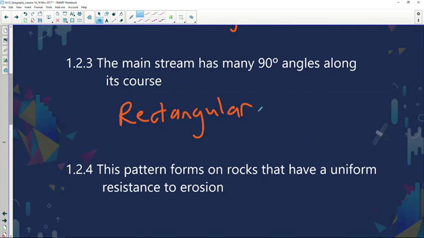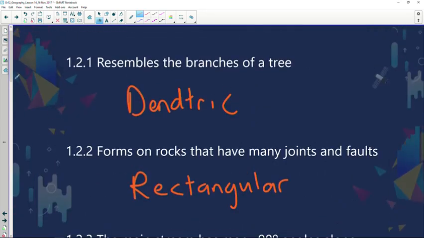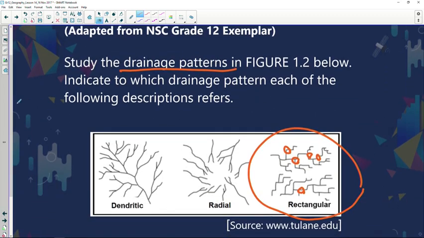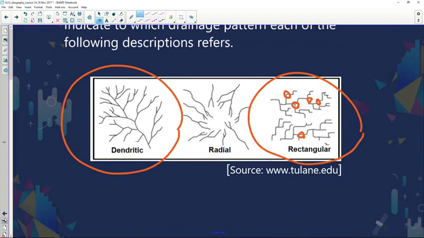Now, this pattern forms on rocks that have uniform resistance to erosion. That question means that the underlying rock is the same. If you look at the study guide, the one pattern where the rock is uniform, meaning the same, is your dendritic pattern. So the correct answer for that question is dendritic.